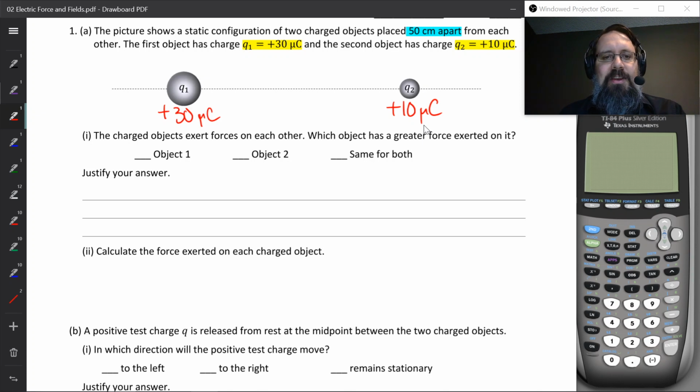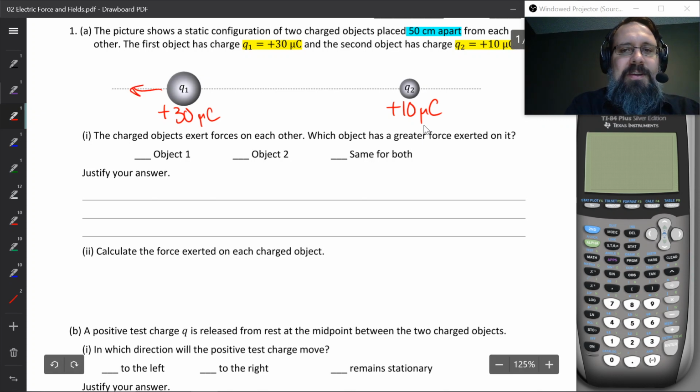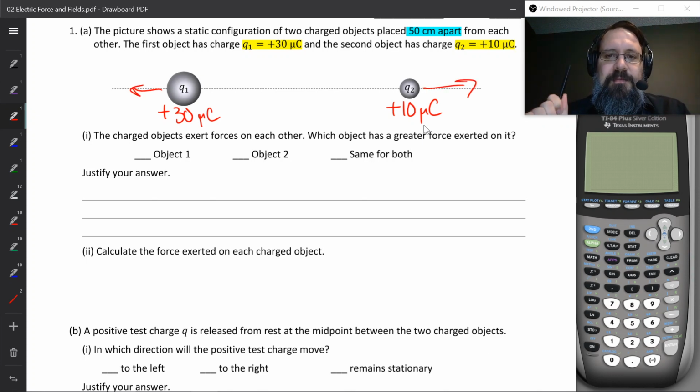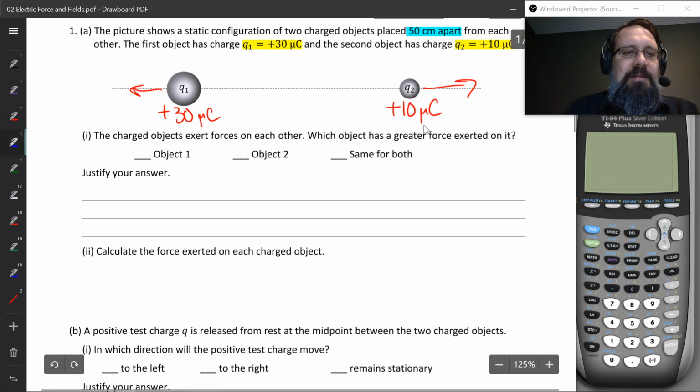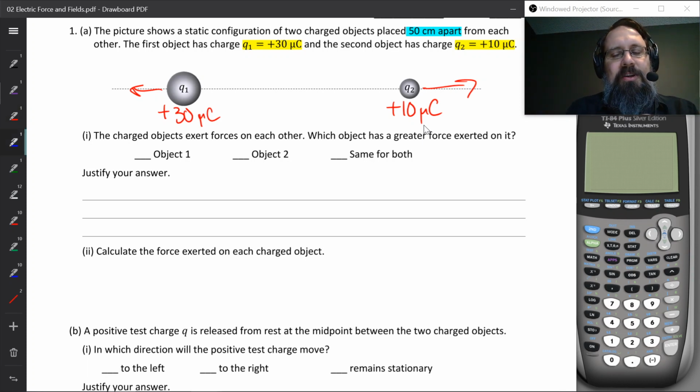We're going to try to calculate eventually the force that they're exerting on each other. But first, I want to ask you guys, these two objects are going to repel each other because they're both positively charged. But my question is, which object has a greater force on it? We've got this big 30 microcoulomb charge and this little 10 microcoulomb charge. So my first question for you guys is, which object has a greater force exerted on it? What are your thoughts about that?